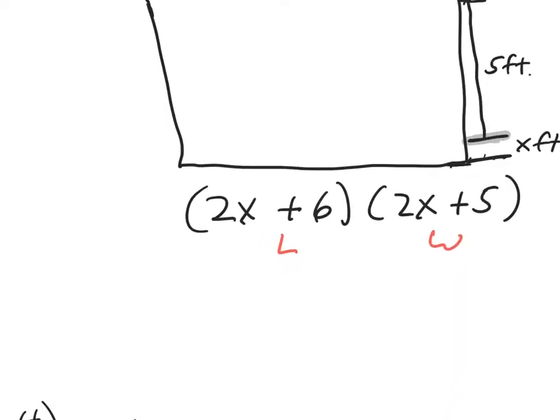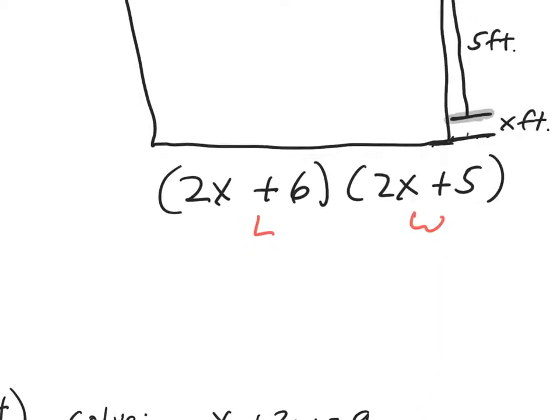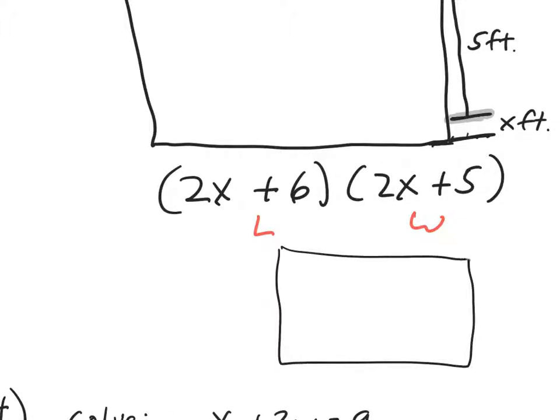Okay, so to do that multiplication, I'm going to use the tabular method. So I'm going to draw a rectangle. Going across, I have 2x and 6. Going up and down, I have 2x and 5. And then just multiply and fill in the little rectangles.